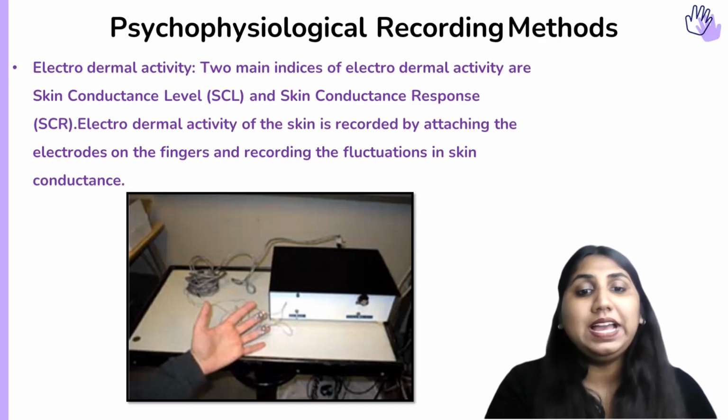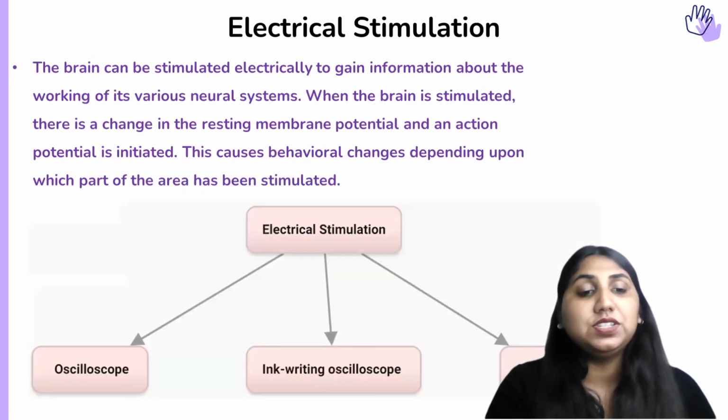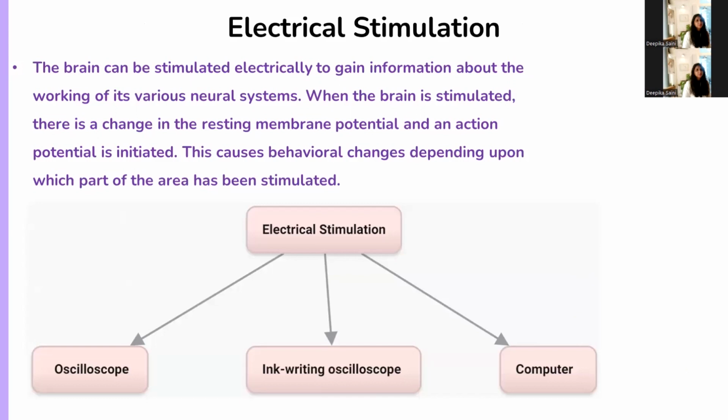All right, now moving ahead to the next aspect, which is electrical stimulation. I hope you can see the flow chart again. When we talk about electrical stimulation, up until now we were studying different methods through which electrodes are being utilized. But electrical stimulation entirely functions on the idea that the brain can be stimulated electrically to understand how it works.